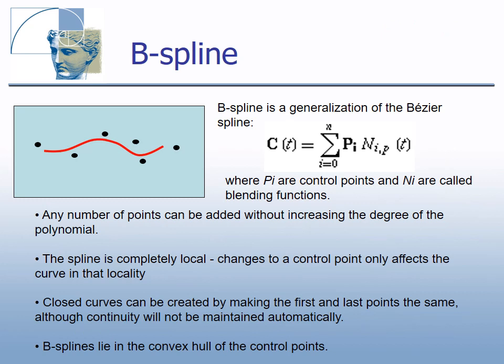B-spline is a generalization of the Bézier spline defined by the shown polynomial formula, where p sub i are control points and n sub i,p are called blending functions. Any number of points can be added without increasing the degree of the polynomial. The spline is completely local. Changes to a control point only affect the curve in that locality. Closed curves can be created by making the first and last points the same, although continuity will not be maintained automatically. B-splines also lie in the convex hull of the control points.